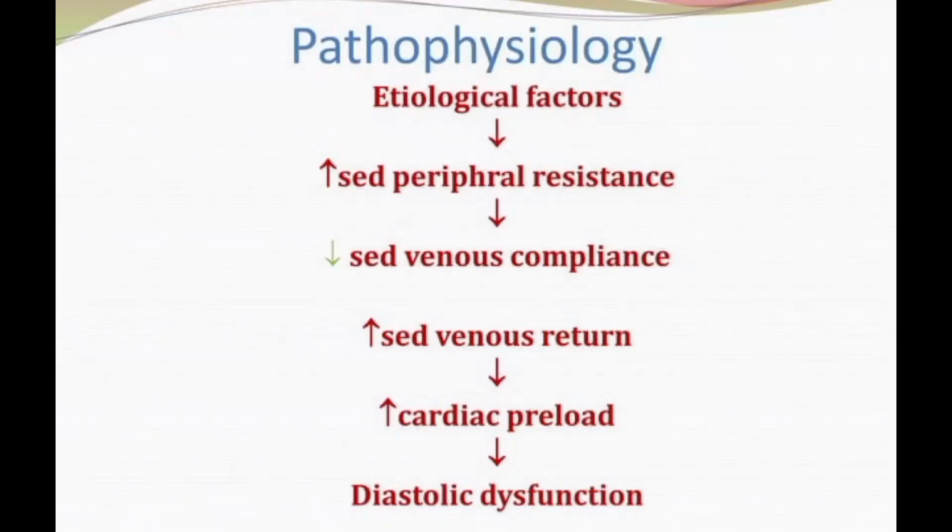Sixth one is pathophysiology of hypertension. Due to etiological factors, it leads to increased peripheral resistance. It leads to increased venous compliance. It leads to increased venous return. It leads to increased cardiac preload. It leads to diastolic dysfunction. Similarly, the blood vessels have pressure in systolic dysfunction.